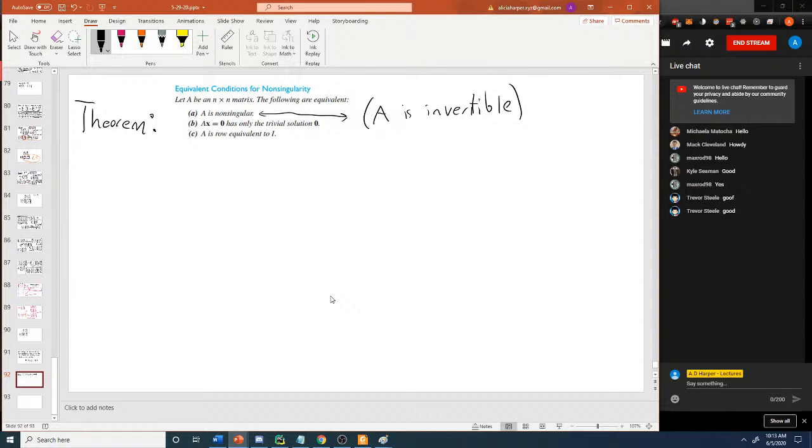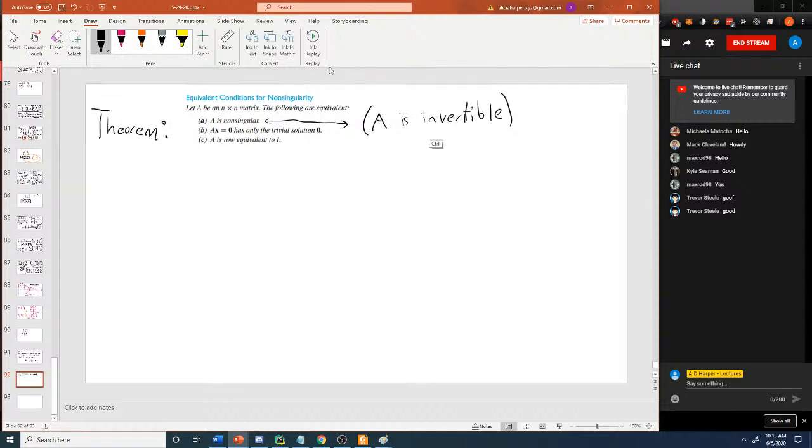There are three equivalent conditions for a matrix to be non-singular, where non-singular here means the matrix is invertible. One is the definition of non-singularity. The second is that if you look at the linear system AX equals 0, it has only the trivial solution, 0. And finally, C, A is row equivalent to I.